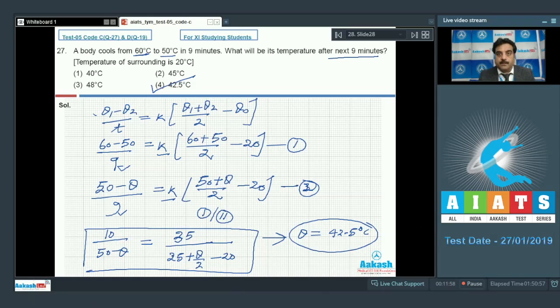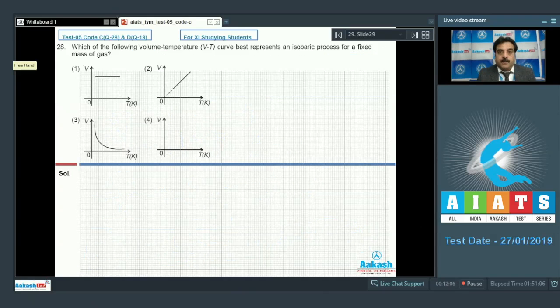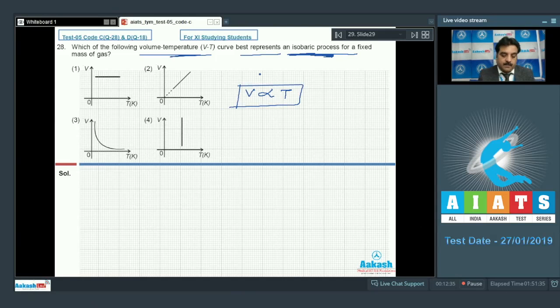So let's move on. Question number 28. The question is asking which of the following volume-temperature curves best represents an isobaric process for a fixed mass of gas. Because the question says isobaric process, for a fixed mass of gas at constant pressure, we can write that volume is directly proportional to temperature. If I use the ideal gas equation, PV equals mu RT, where mu is the number of moles, for a fixed mass of gas at constant pressure.